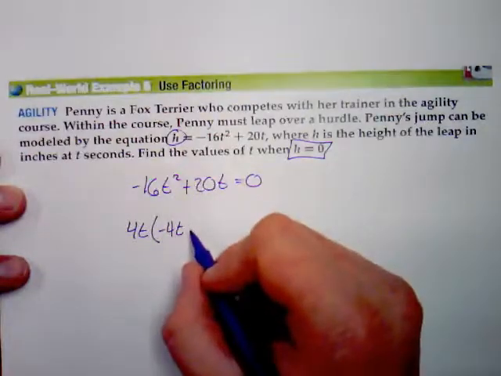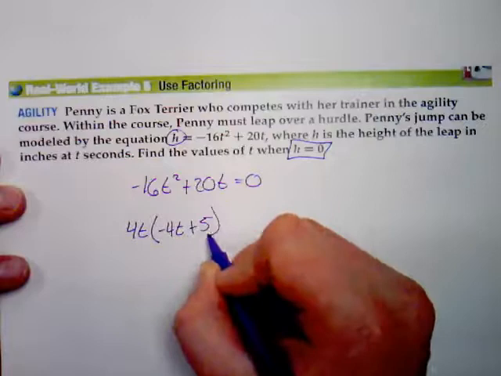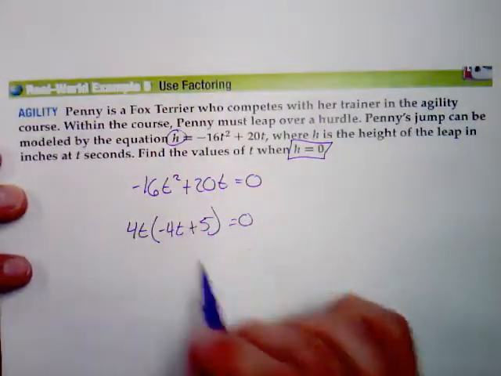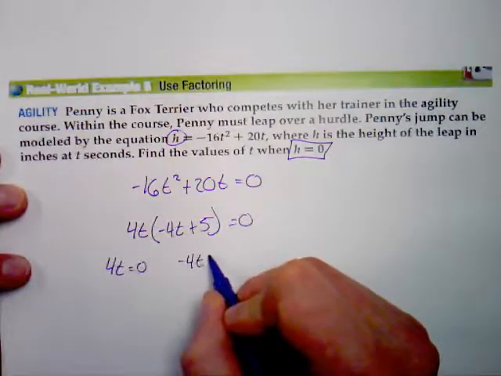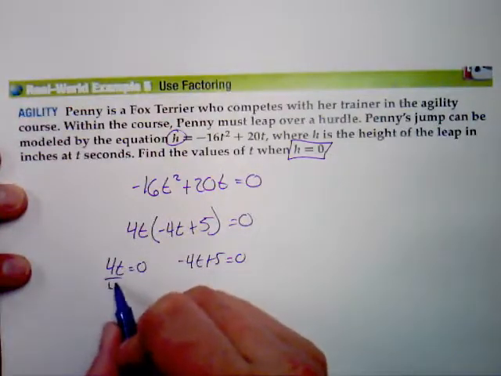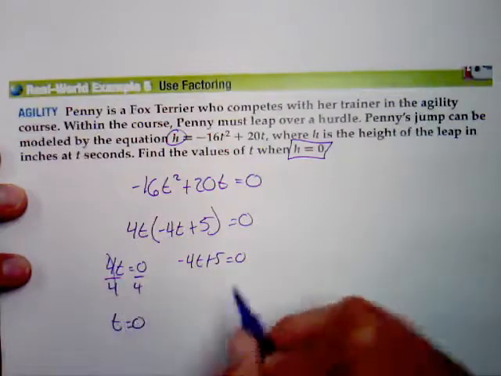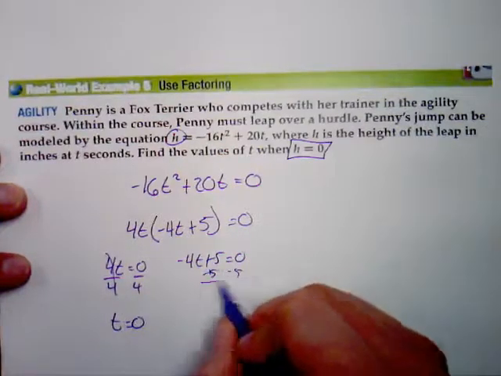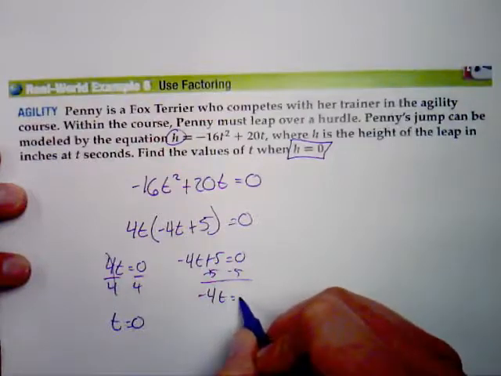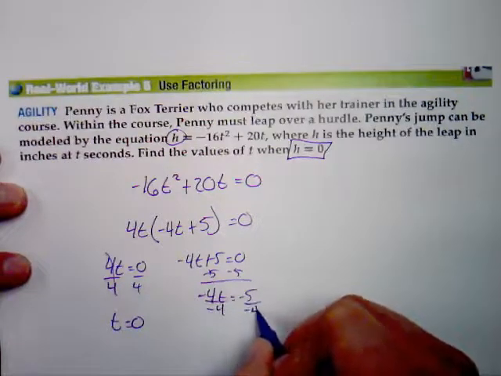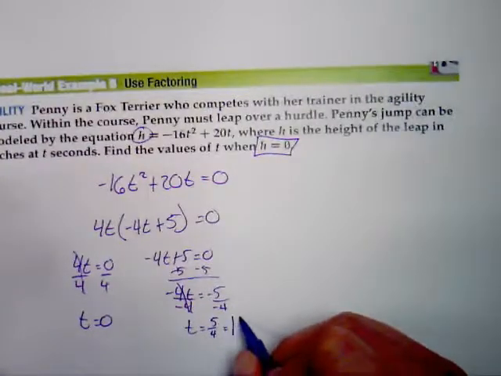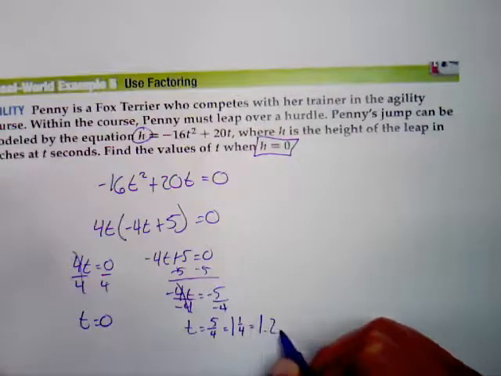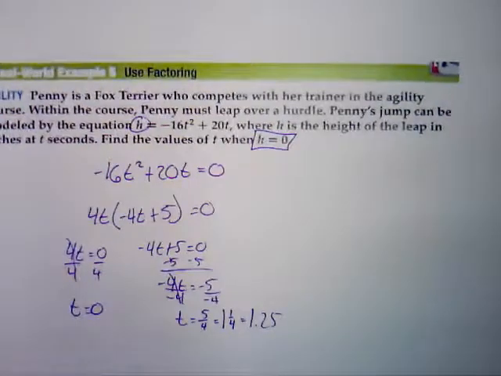-4t plus 5 equals 0. So two things multiply together to equal 0. I have 4t equals 0 and -4t plus 5 equals 0. Divide by 4. t is equal to 0. Minus 5. -4t equals -5. Divide by -4. t is equal to 5 over 4, which is the same as 1 and 1/4, which is the same as 1.25.